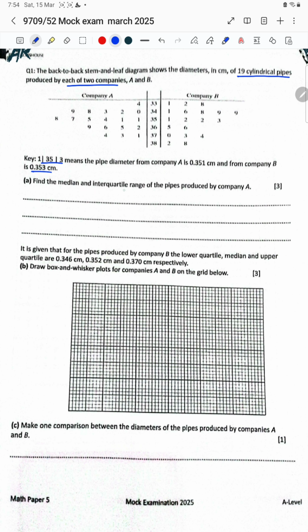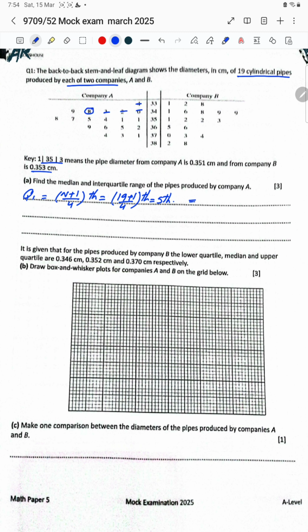We have to find the median and the interquartile range of the pipes produced by company A. This is a 3 marks question for part A. We know IQR involves Q1, and the formula is (n plus 1) by 4, since we have an odd number of values. Here n is 19, so 19 plus 1 by 4 gives us the 5th value. Starting from the top, 1, 2, 3, 4, and 5.